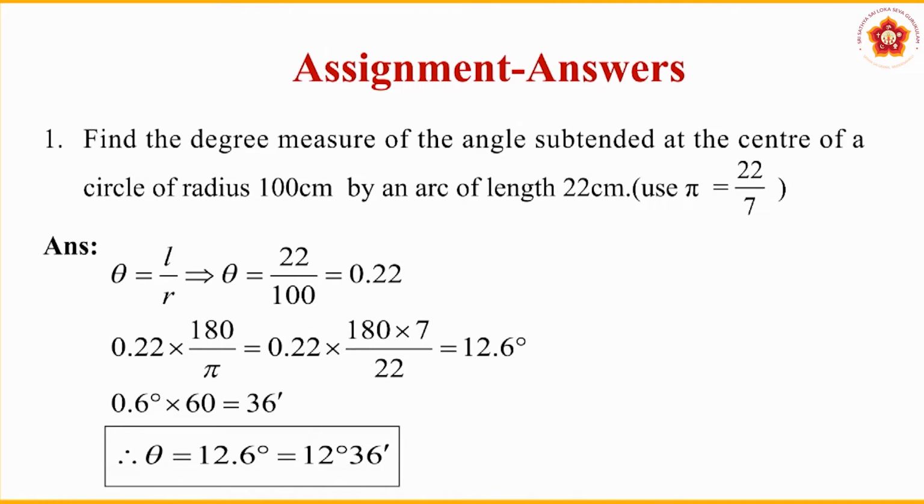So, we use the formula theta is equal to L by R, and on simplification we get it as 0.22, which we can clearly see is a radian measure. But we need the answer in the degree measure. So, by multiplying by 180 by pi and using pi as 22/7, on simplification we get the answer 12.6 degree. But we have to separate integer 12 and 0.6 degree and convert 0.6 degree to minute. On multiplying by 60, we get 36 minute. Therefore, we get the answer theta as 12 degree 36 minute.